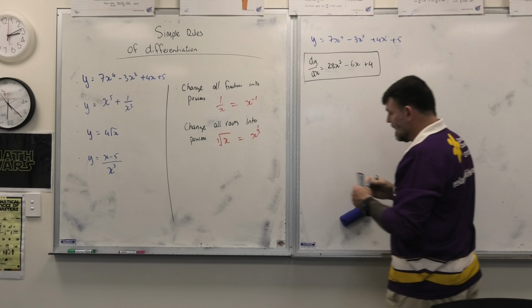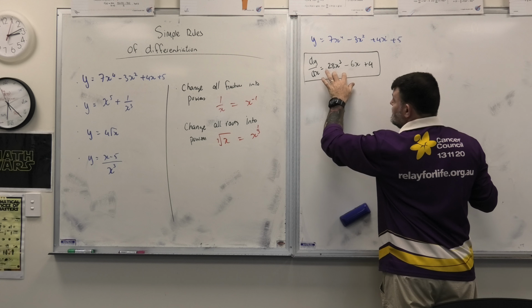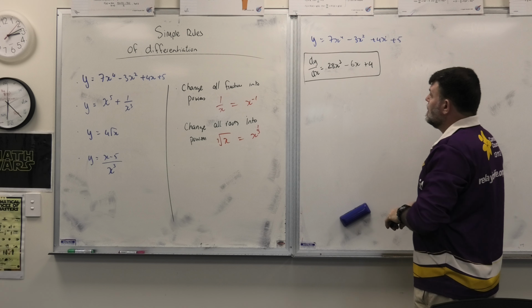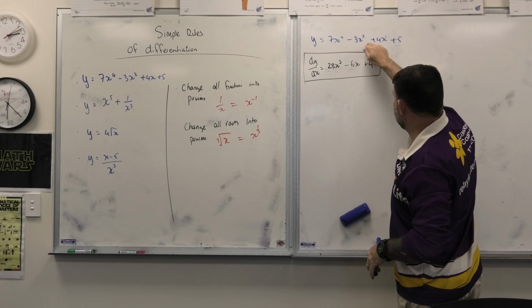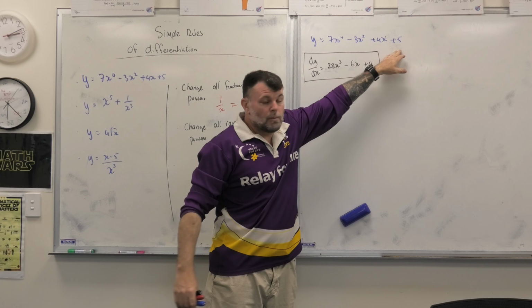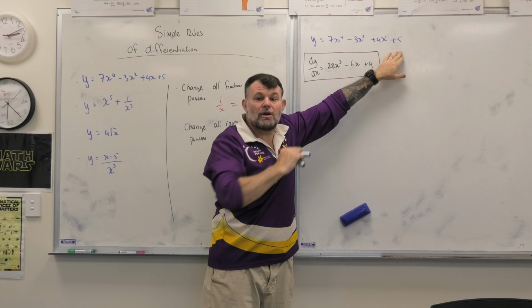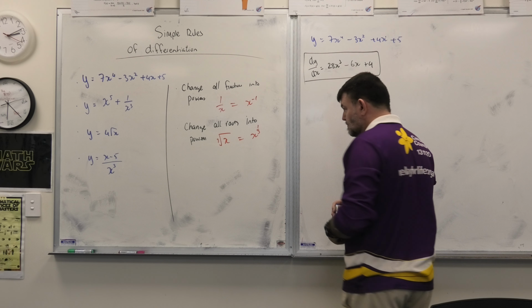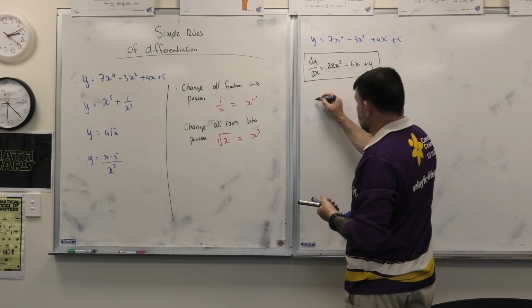So we've got here our derivative of this function, y is equal to 7x to the power of 4 minus 3x squared plus 4x plus 5. Remember the constants. Remember that graph we did? It has a 0 gradient, so it doesn't exist. Okay, so let's have a look at the second example.